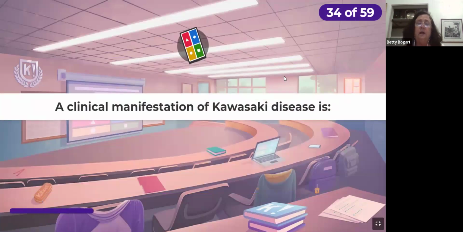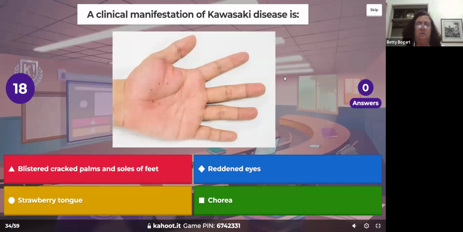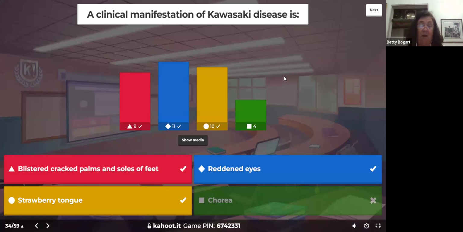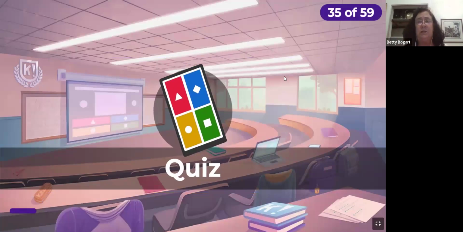A multi. A clinical manifestation of Kawasaki disease is, I used to love trying to diagnose these in the ER, and I found quite a few in my career. They're very difficult to see because sometimes you don't have all of the symptoms. And it's all the above. The chorea is actually part of the rheumatic fever, remember? So it's that blistered hands and feet, strawberry tongue, and those eyes. I'm telling you, they glow in the dark. You'll never forget it once you see it.